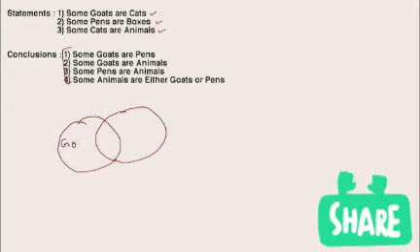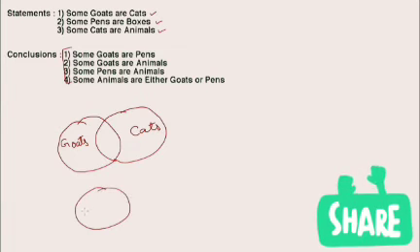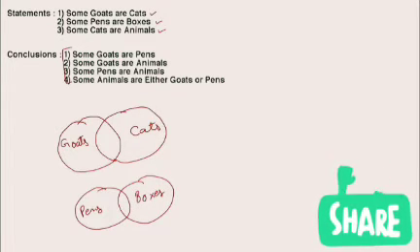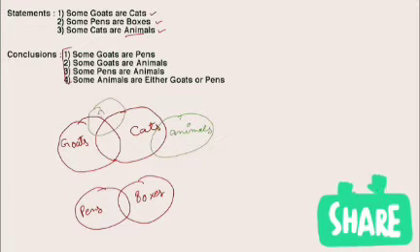Some of the goats are cats. That means a part of goats and a part of cats. A part of goats are cats and a part of cats are goats. And some pens are boxes. Then some pens are boxes. Some cats are animals. So there is a possibility that some cats are animals. Now we will draw all the possibilities for the animals. It can be something like this for animals, or it can be like this for animals, or it can be like this again for animals. So there are these three possibilities.